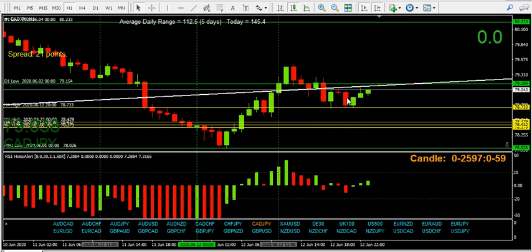The pullback has reversed against us. So categorically, there's the penultimate high, there's the ultimate high, there's the break and close. This was the push down again. We need an H1 reversal to the long side, and that would be this candle here.